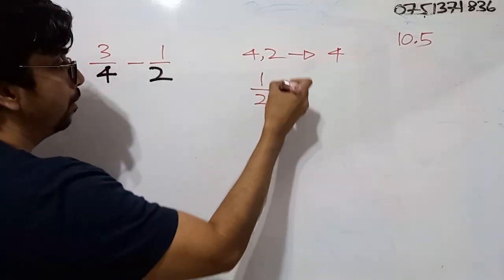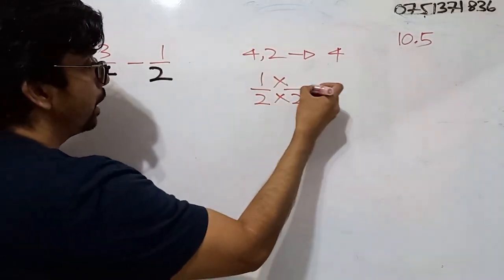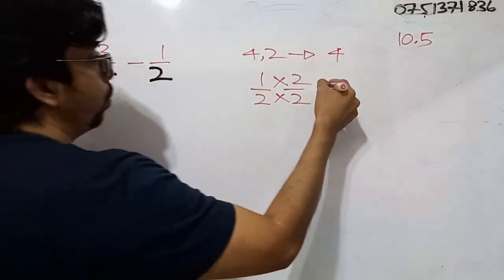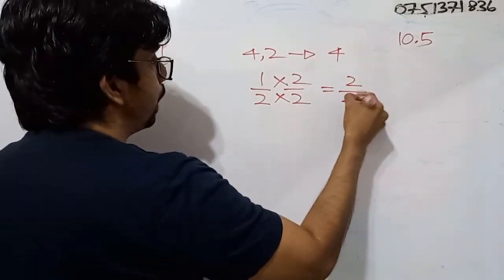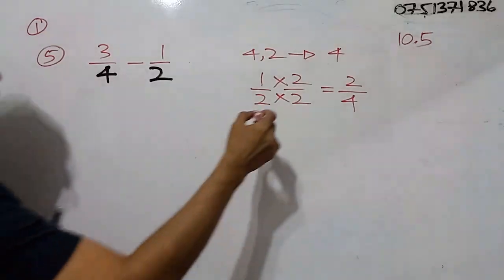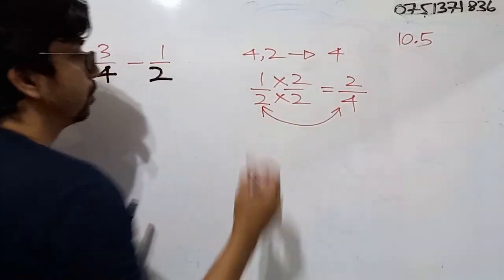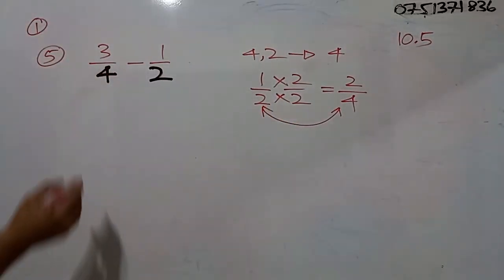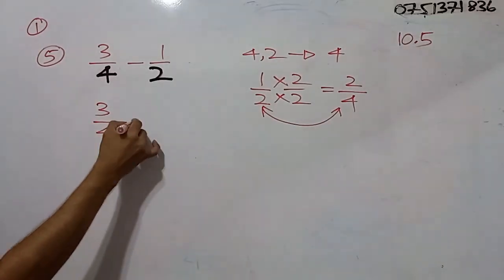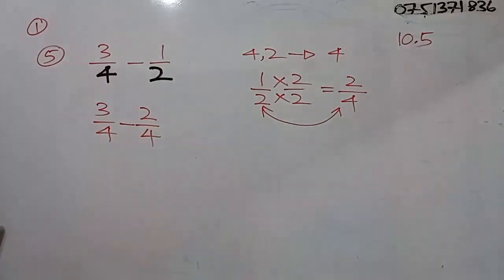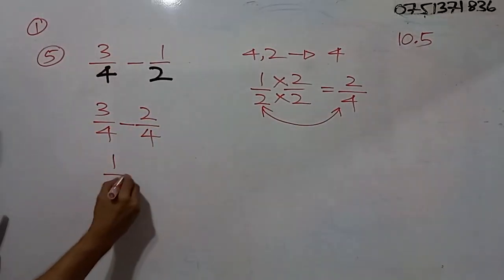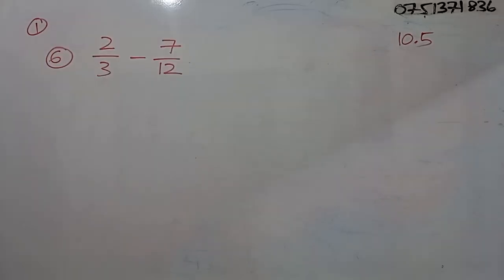For 1/2 we need to multiply both numerator and the denominator by 2. 1 into 2, that is 2. 2 into 2, that is 4. Now these two fractions are what? Equivalent fractions. So 3 by 4 minus 2 by 4. What's the outcome of this? 1 by 4.